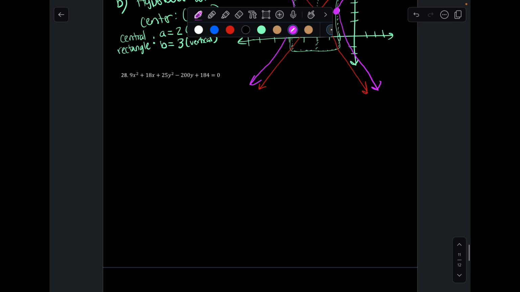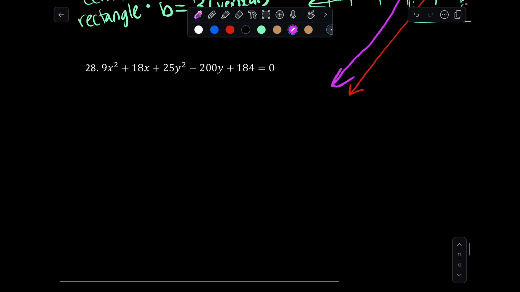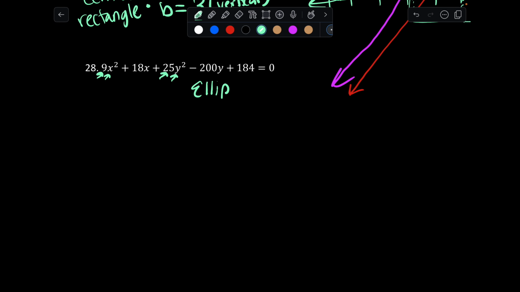All right, the last one and the final one that we haven't seen yet is the ellipse. And I can recognize this will be an ellipse because I have two squared terms. They're both positive and they have two different coefficients, right? So we can assume that this will be an ellipse. So part A, same exact steps. We're going to isolate the constant, and then we will complete the square for each of the variables individually.